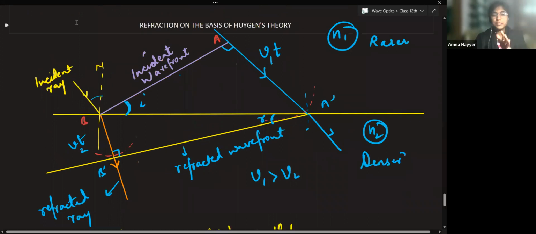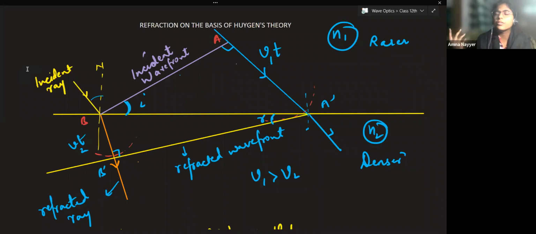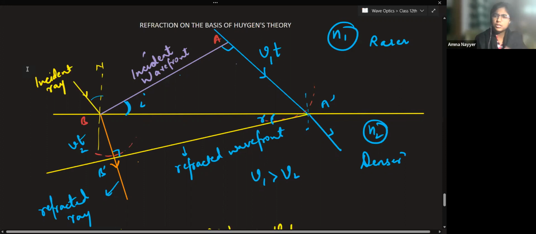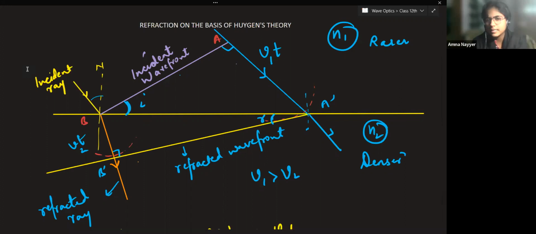And class, Huygens' principle, whatever you are writing right now from these notes, as it is will come. As it is, it comes in your exam. Prove refraction on the basis of, or discuss the behavior of incident wavefront when it is incident on a reflecting medium, like this, same thing, just same proof. See, did you not notice all the questions were exactly same?